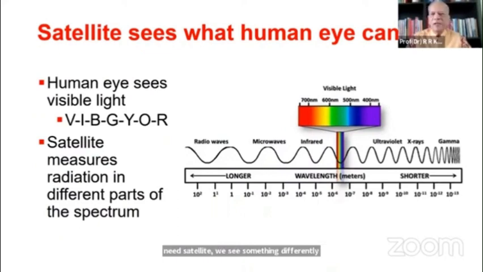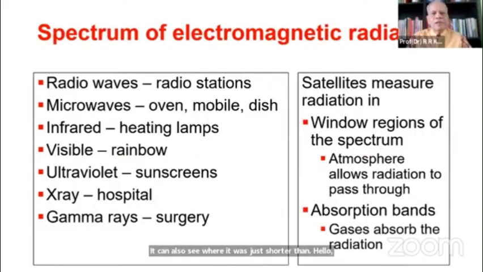Visible light, as the human eye sees, is usually 7 colors. We see them in a rainbow, and we know the formula of Vibgyor: violet, indigo, blue, green, yellow, orange, red. But a satellite measures radiation in different parts of the electromagnetic spectrum. So it can see wavelengths which are longer than red. It can also see wavelengths which are shorter than blue or violet. The spectrum of electromagnetic radiation was a subject that was taught in physics classrooms till recently, I should say. But now we use them every day.